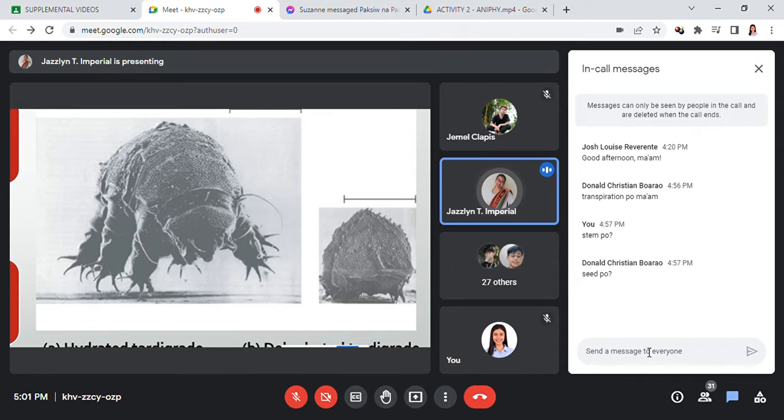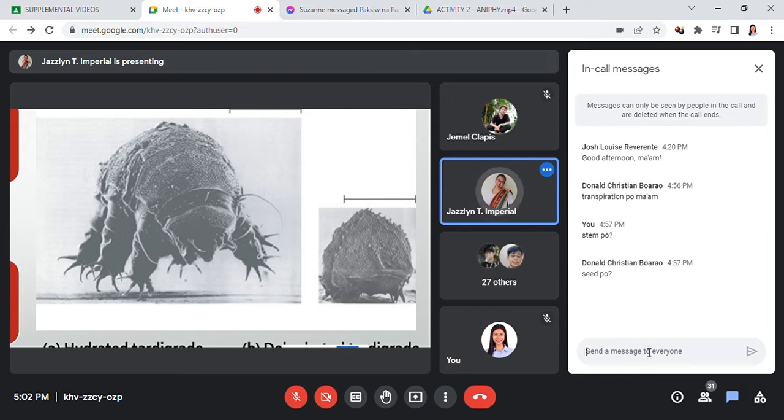So, ibig sabihin po, wala talagang moisture. It will not grow into a plant and stay dormant as long as it is not exposed to water. Pag po na-expose yan kahit konting water lang or water, masisira na po yung dormancy niya. So you need to actually plant it in soil or hydroponics. So mag-grow na po siya.